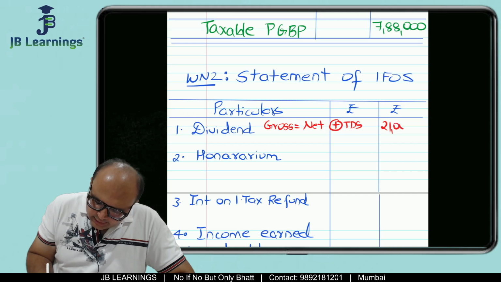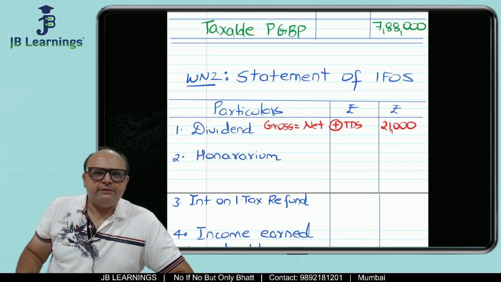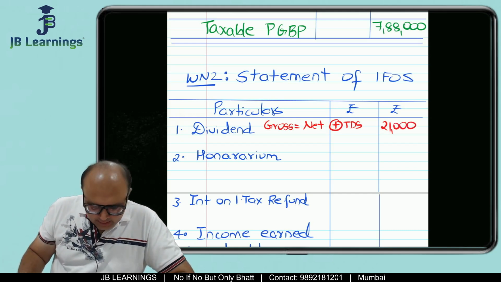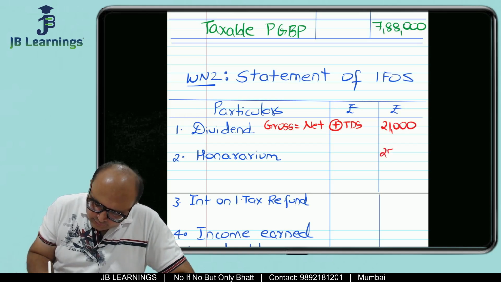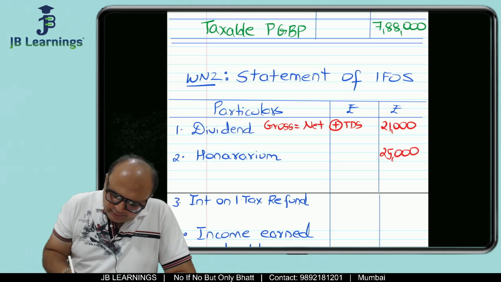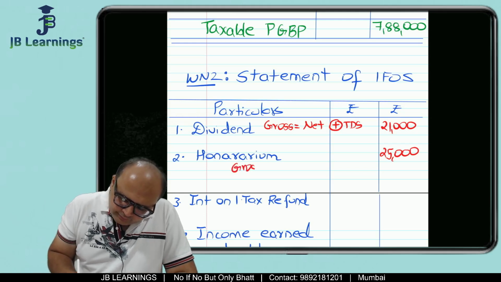So in dividend, the rate of dividend is 10%, right? Same with honorarium also, they have given it is the net amount. So every time they give you a net amount, you have to ensure that the net is converted into gross.